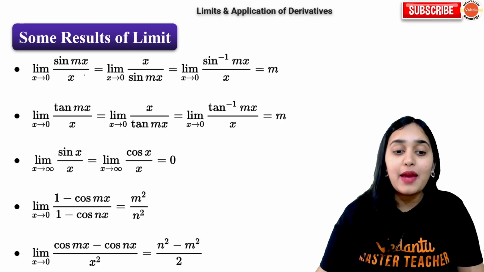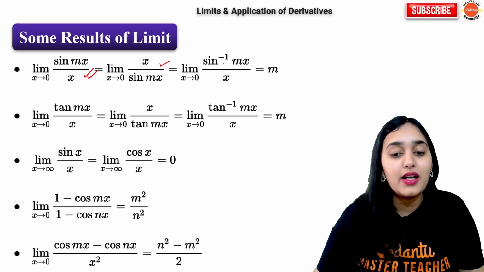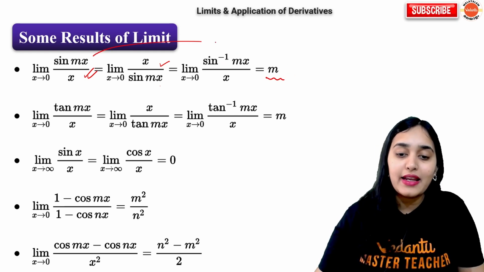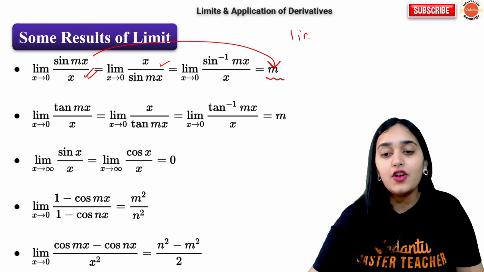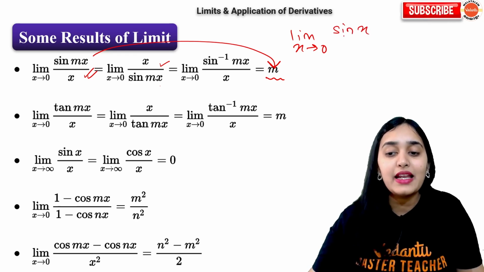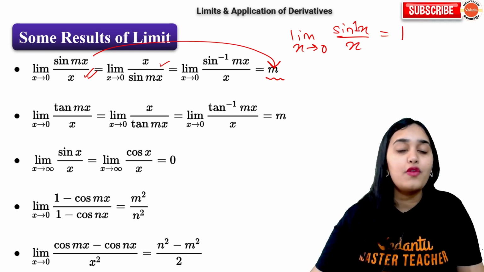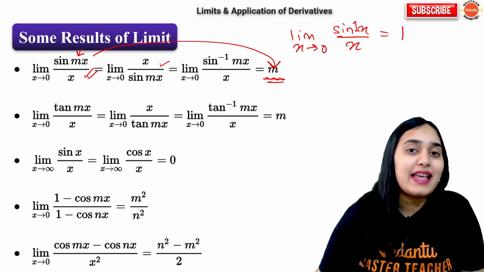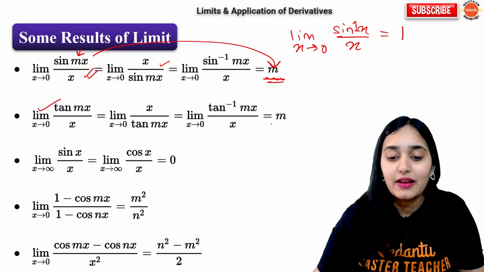Next, sine mx upon x, and likewise x upon sine mx, or sine inverse mx upon x, equals m. So always you can directly write your answer as m. Why does that happen? Because if your limit is approaching 0 and your function is of the form sine x upon x, the answer is 1. What is 1? 1 here is basically the coefficient of your variable. So if it is mx, the answer is m. If it is x, the answer is 1. Direct formula. Similarly, tan mx upon x is m.